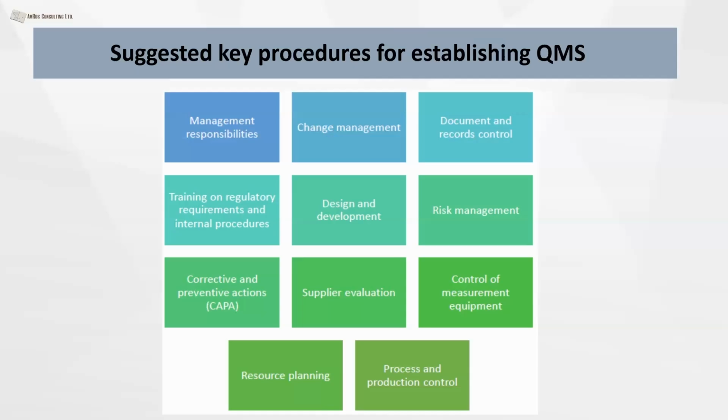Supplier control, that's very important, because if you rely on certain components from your supplier, they have to meet the same standards that you're meeting for your final product. Otherwise, your quality management system would be ineffective. The equipment that you're using has to be calibrated and controlled. So that's a very important part of the quality management system.